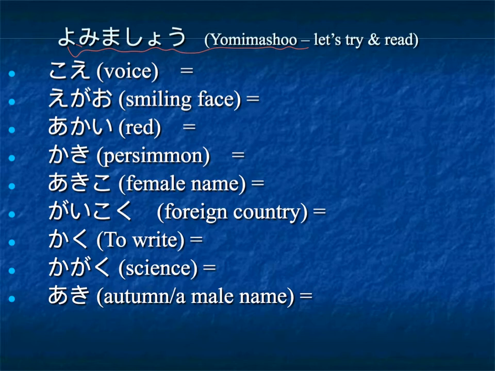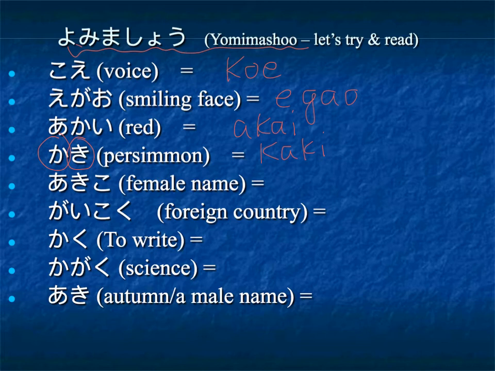So the first one is koe. The next one is egao. Then you have red, which is akai. Persimmon in Japanese is kaki. Notice you have the can person, and then the shape of the key, so kaki. As you read them, try to remember your mnemonic device.